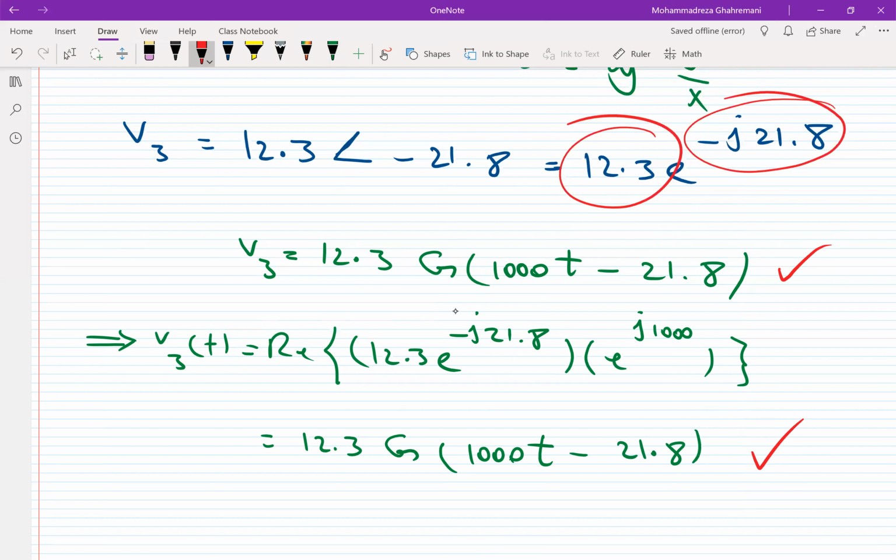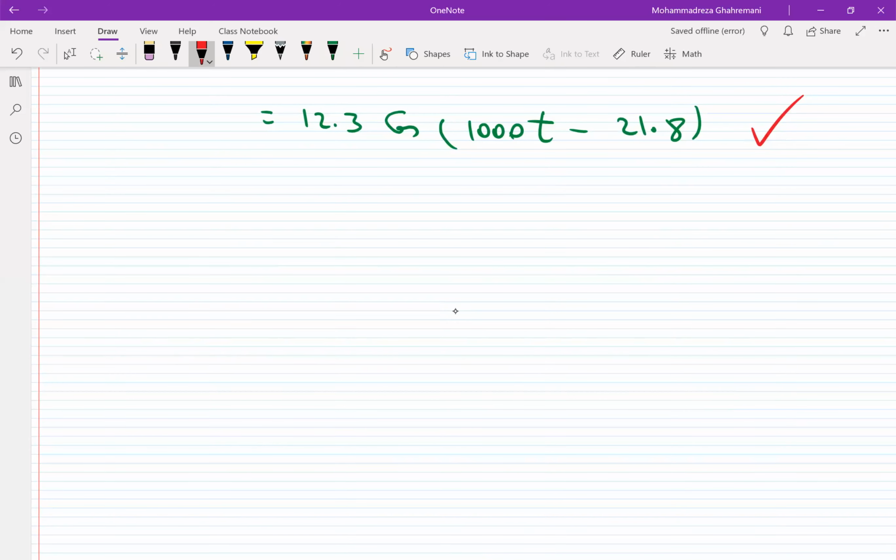Okay, so we learned how to add or subtract two phasor signals. What about multiplication and division? If you remember, okay, first let me write the title. So multiplication and division of phasors.